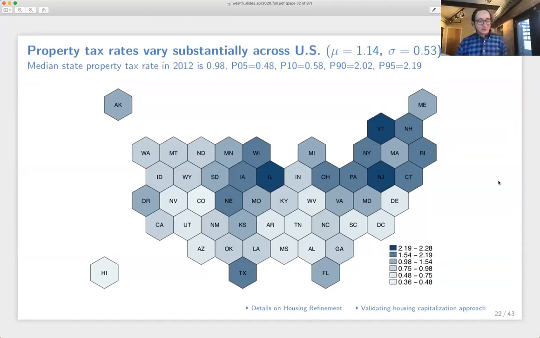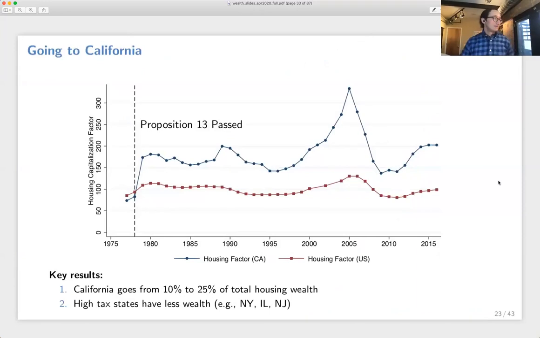Housing, under equal returns, you don't account for the fact that different states have different property tax regimes. Illinois has very high property tax rates. California has relatively low property tax rates. So we're going to allow property tax rates to vary across states over time and use that to capitalize property tax deductions that we observe. Why does that matter? Because California has a lot of housing wealth. So our adjustment is going to take California from 10% of total housing wealth to 25%.